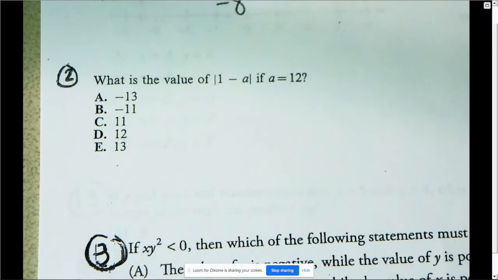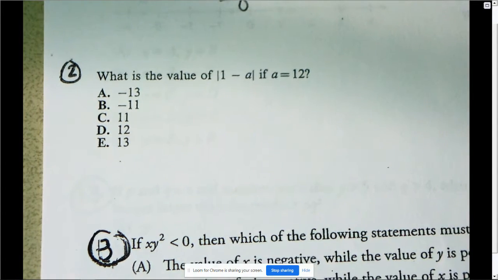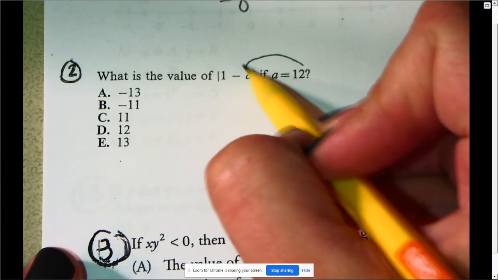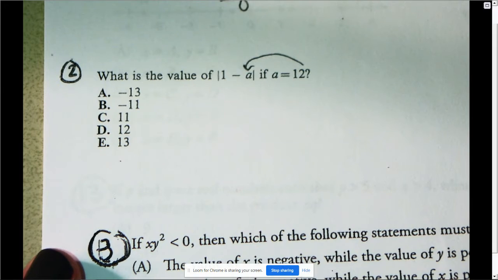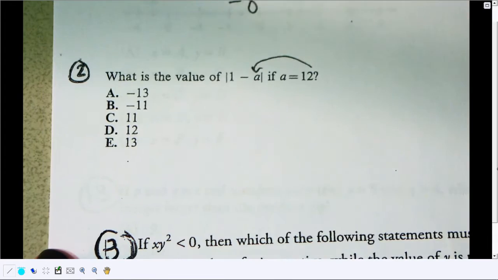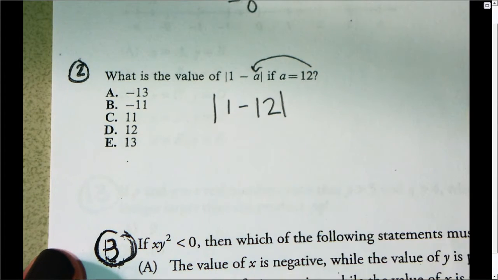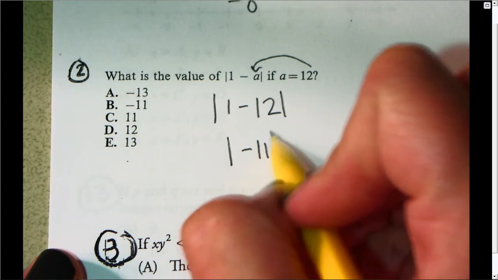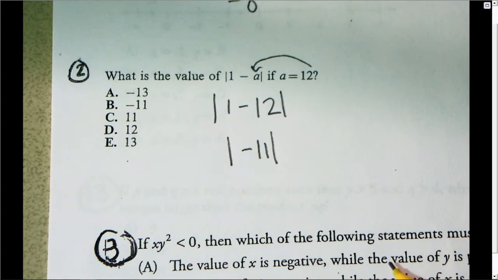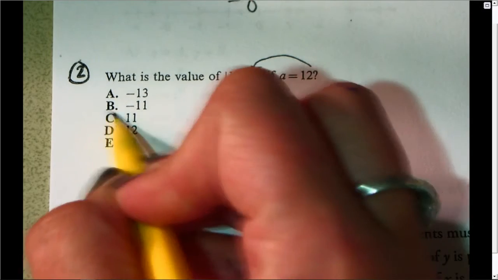Let's try number 2. Exact same as number 1. So this says, what is the value of the absolute value of 1 minus a if a is equal to 12? Basic substitution. You're going to replace a with 12. So from here, I'm going to go ahead and substitute. So 1 minus 12. Well, 1 minus 12 is -11. The absolute value of -11 is 11, which is C.